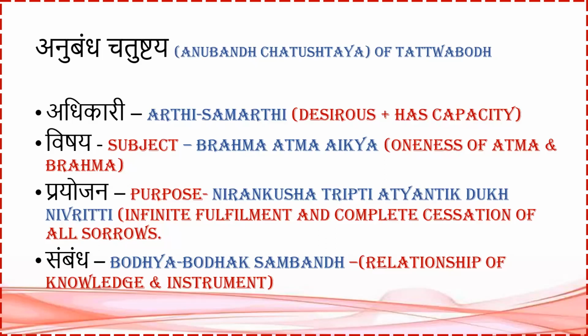The prayojan is Nirankusha Tripti and Atyantik Dukha Nivritti. Nirankusha Tripti means I want satisfaction, fulfillment, ultimate joy, where there is no limitation of that fulfillment. Always I'm fulfilled; there is not a time when that fulfillment goes away. If you compare this fulfillment with material objects, maybe I am fulfilled with material things right now. Suppose I bought a new pair of shoes. How much fulfillment will it give me? For how long? It won't last long. But I don't want this finite fulfillment. I want that fulfillment forever. This is called Nirankusha Tripti.